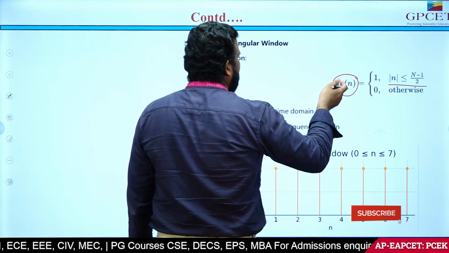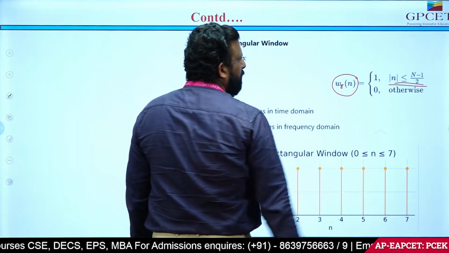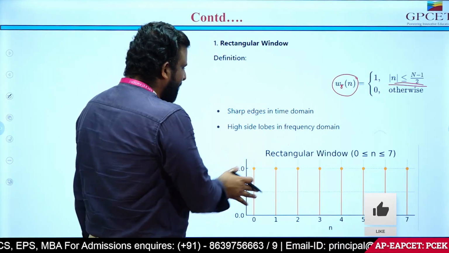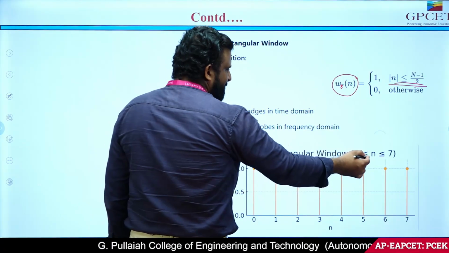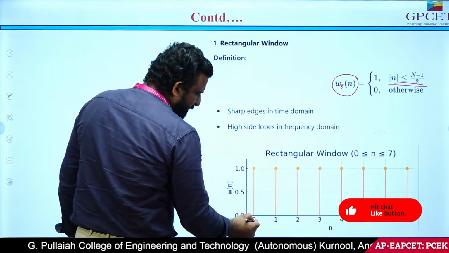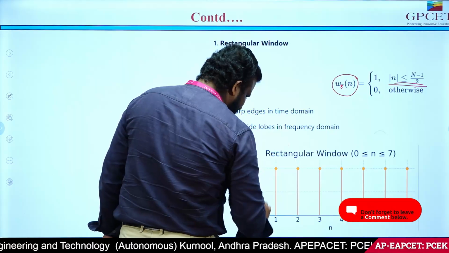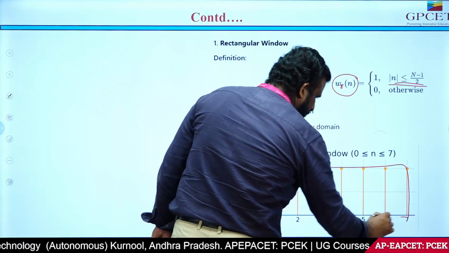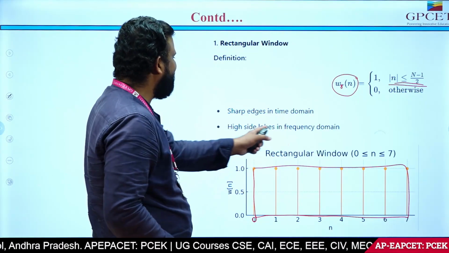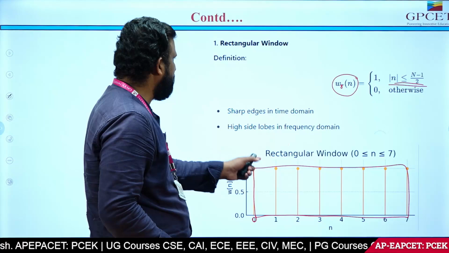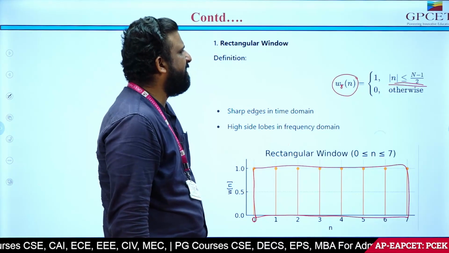Please keep it in mind that for the first one, the rectangular window, WR of n is equal to 1 when mod n is less than or equal to (N minus 1) by 2. And you can see here the representation of this rectangular window. When the window is 0 less than or equal to n less than or equal to 7, from 0 to 7, it will be equal to 1. You can see all the values equal to 1, and it represents the rectangular window. Sharp edges in time domain, high side lobes in frequency domain. So this is the first one, and the condition is WR of n is equal to 1 for mod n less than or equal to (N minus 1) by 2.